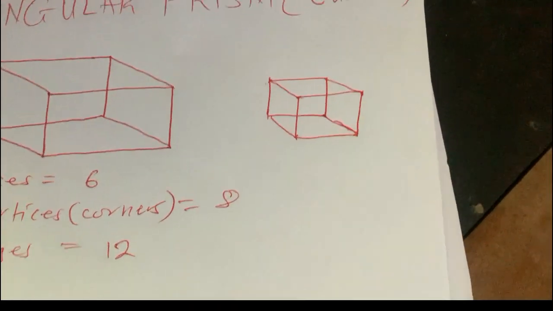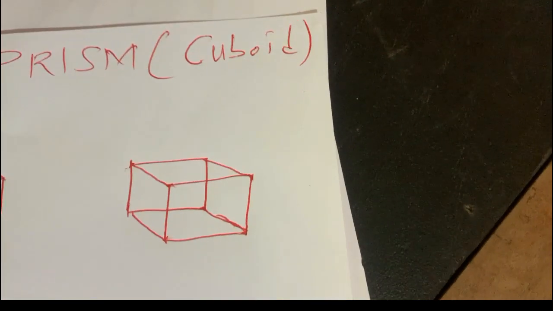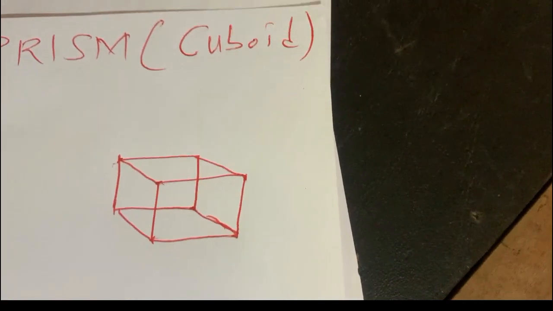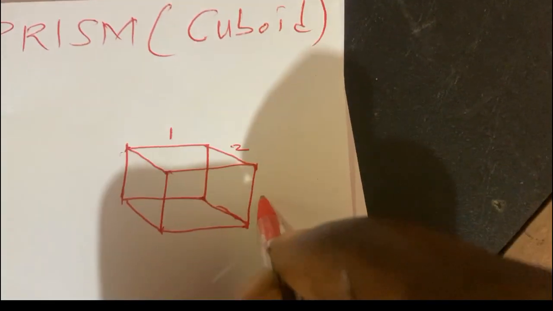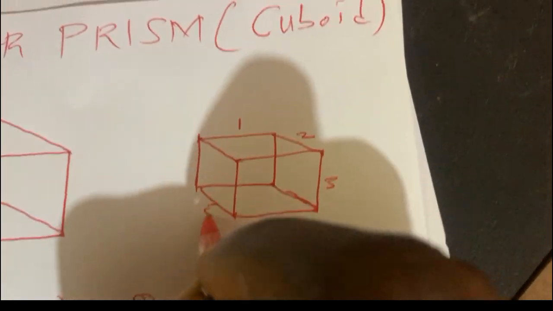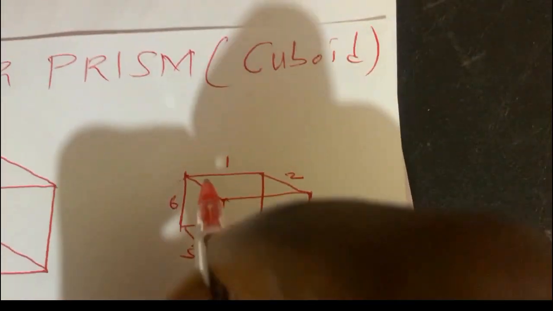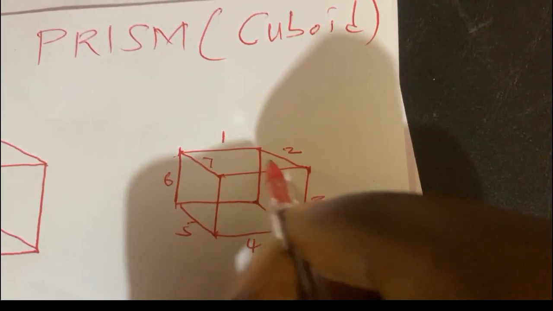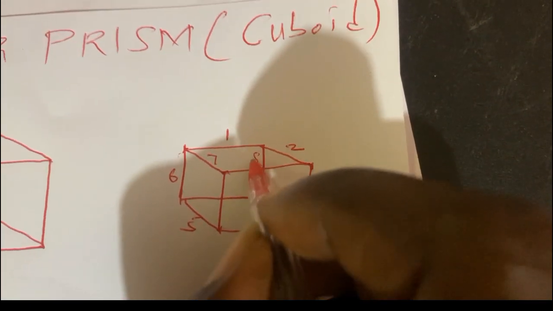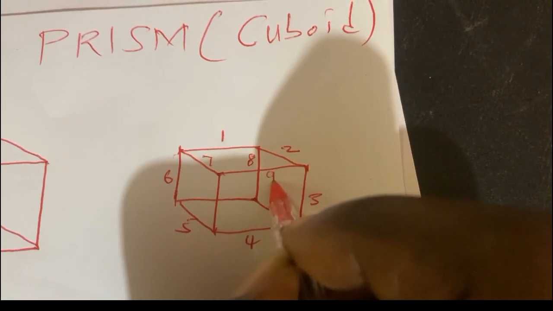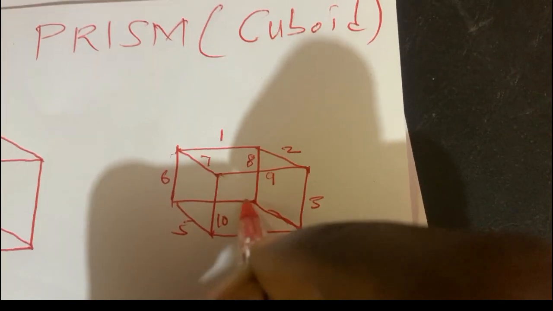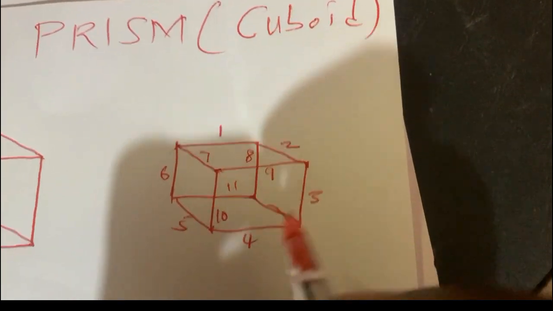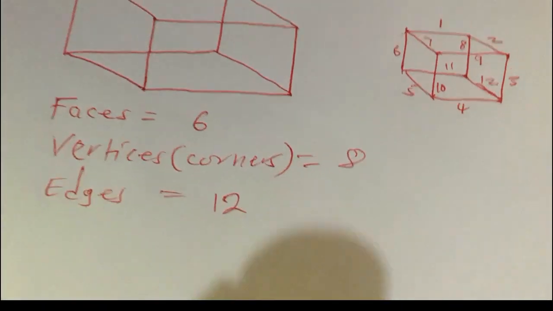Yeah, so for us to see the line segments that form this rectangular prism, I want us to label them as we do the counting, right? So we have 1, 2, 3, 4, 5, 6, right? Then this line 7, this line 8, this line 9, this line, okay, the one here 10, this one 11, and this line 12, right? So a rectangular prism has 12 edges.